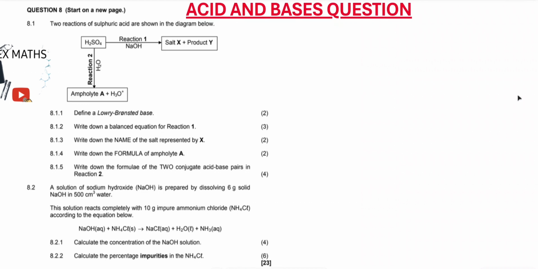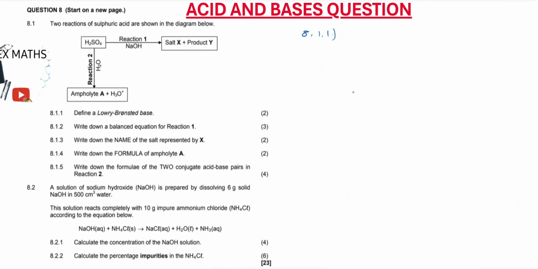Reaction 1 is H2SO4, that is sulfuric acid, reacting with sodium hydroxide to form salt X plus product Y. Then reaction 2 is sulfuric acid reacting with water to form ampholyte A plus hydronium ions, which is H3O+.